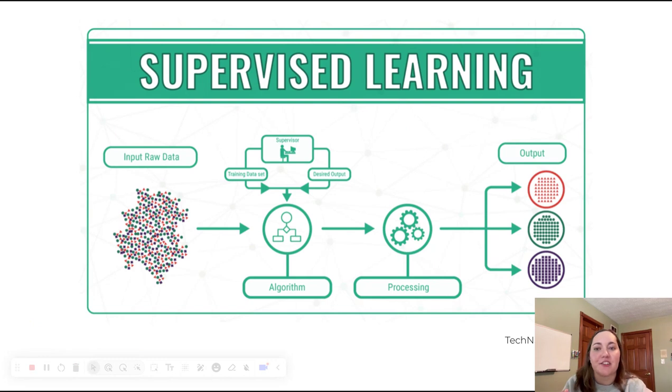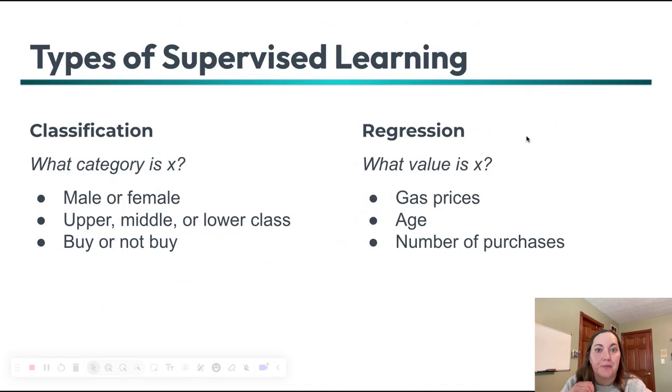And this is a graphic I just like. We're taking that raw data, we're creating an algorithm, and it's called supervised learning because you are the supervisor. You are splitting up the training data set. You are telling the machine, this is my desired output. This is the column I'm predicting. This is the value I'm predicting. It's going to process and it's going to create that output. It's going to predict a specific value.